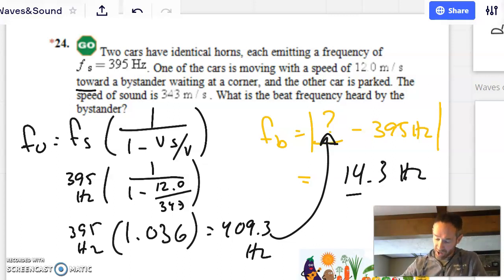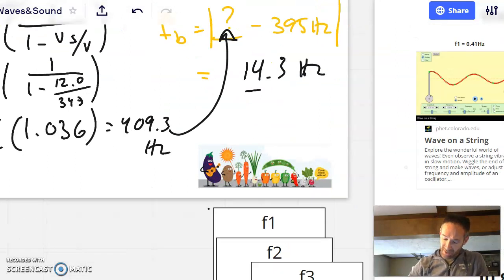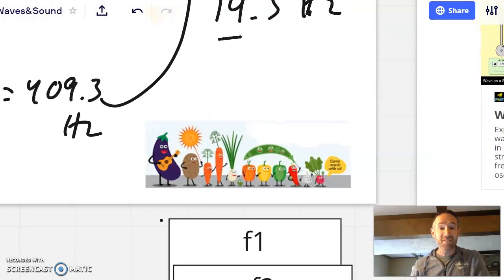Hey, last thing before we go, why'd the people dance to the Vegetable Band? Hey, they had a good beat.